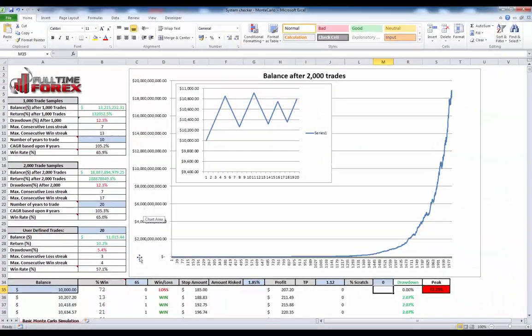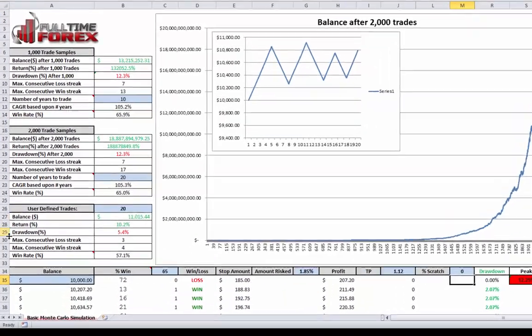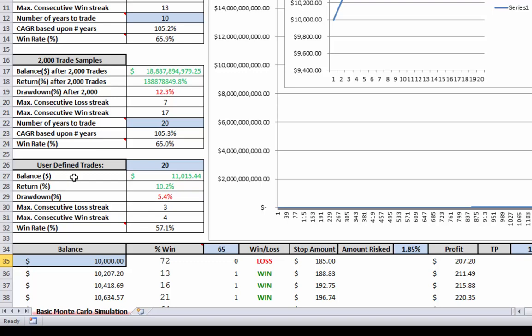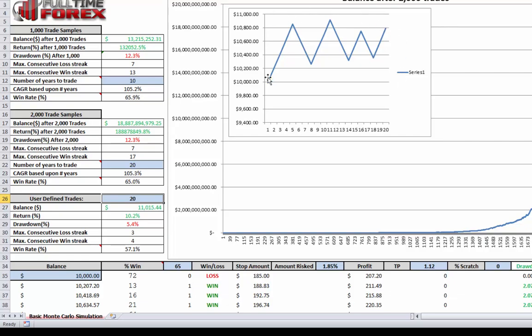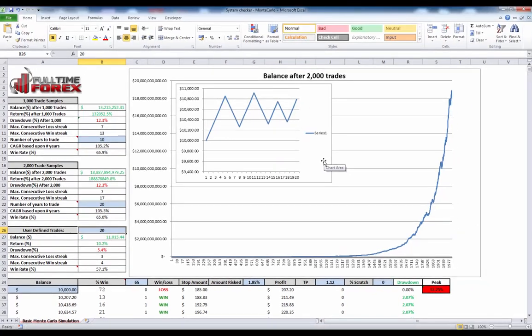We'll put something a little bit more realistic in just a second, but I want to talk through this particular box here, the user-defined trades. What this will do is, depending on how many individual trades you put in this box here, it will actually change this chart on the fly. So it can give you an idea of what your next 10, 20 or 30 trades may look like.